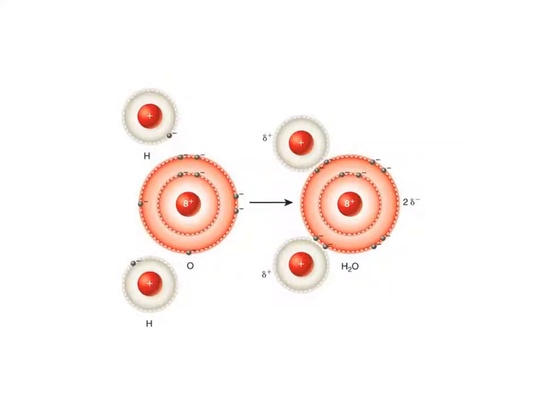Well, here we have an oxygen atom and 2 hydrogen atoms. And remember, oxygen's valence is 2, which means it needs to add 2 more electrons to fill its outer shell. It does that by sharing electrons in a covalent bond with hydrogen. Now, we know that oxygen's electronegativity is higher than hydrogen's.